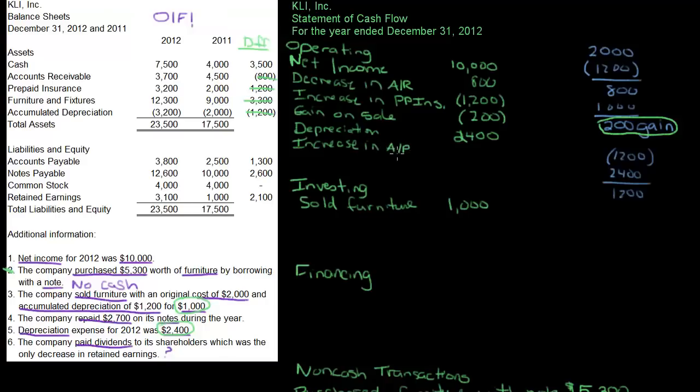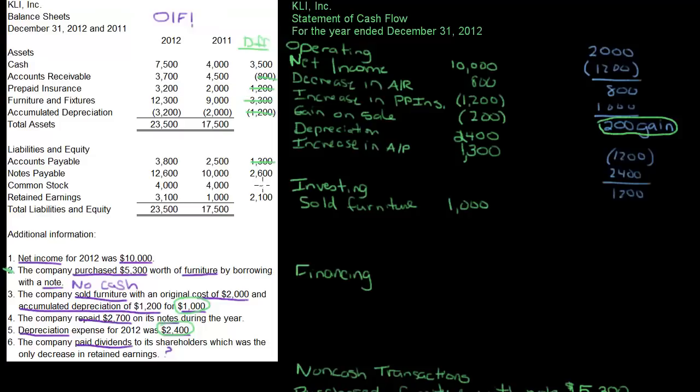Increase in AP. And what do we do with that increase? Well, think about it. Why did my balance go up? My balance went up because I'm not paying my bills, right? I'm not paying my accounts payable. So that means I'm not using cash. So if my balance on a liability goes up, that means I'm not using cash, which means I can use that cash for other things. So that increase of 1,300 increases my cash. All right, so that account is done.